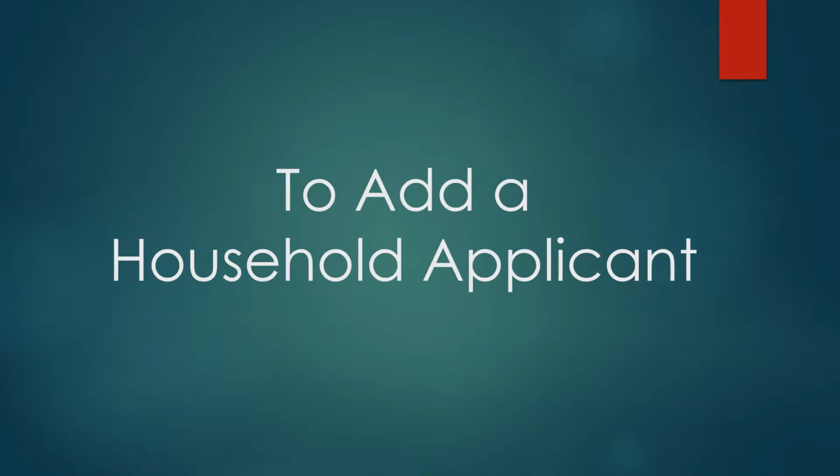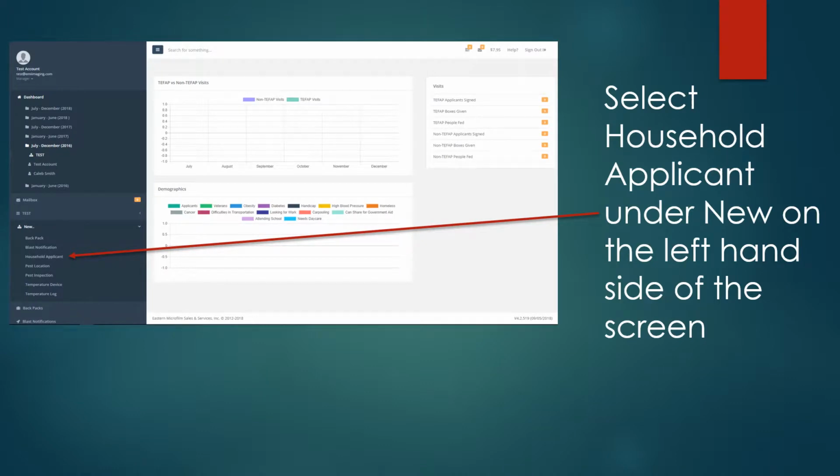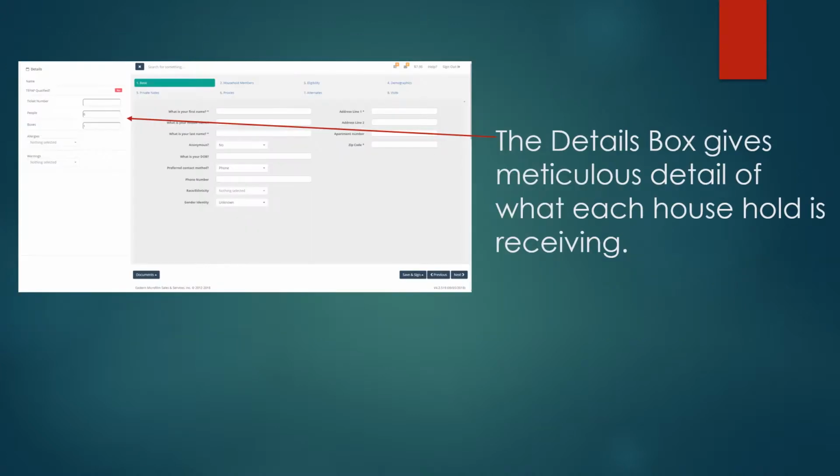If we didn't have household applicants, then our system would never fulfill its purpose of helping the most vulnerable become self-sufficient. So, of course, we have a section that allows you to add household applicants. When you're on the system, on the dashboard, go to the left-hand side of the screen and click on the New tab. Then go down the list, and you'll see household applicant. Go ahead and click on that.